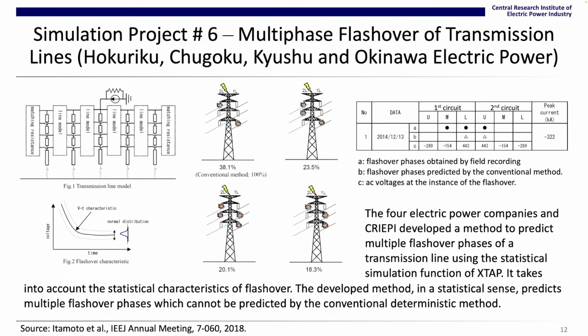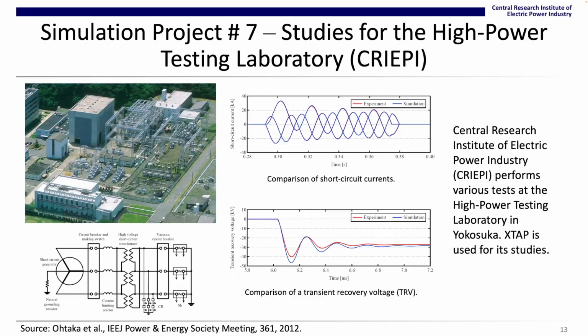If the developed statistical method is used for the prediction, all 4 cases shown in the middle 4 figures are given with probabilities, and the flashover that actually occurred is predicted with a probability of 18.3%. Simulation project number 7, studies for the high-power testing laboratory, is shown in this slide.